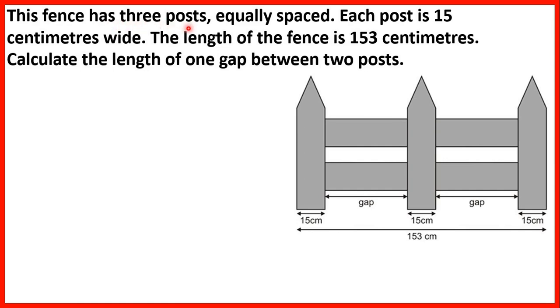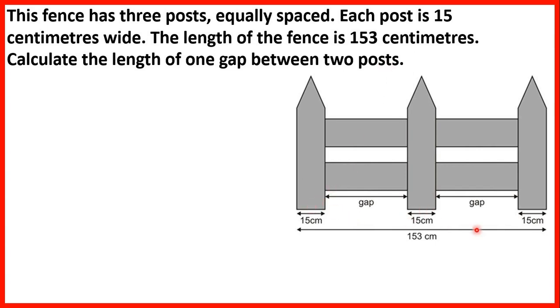This fence has 3 posts, equally spaced. Each post is 15 centimetres wide. The length of the fence is 153 centimetres. Calculate the length of one gap between 2 posts.